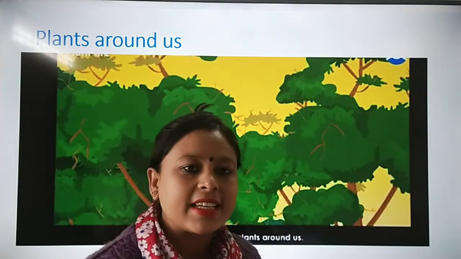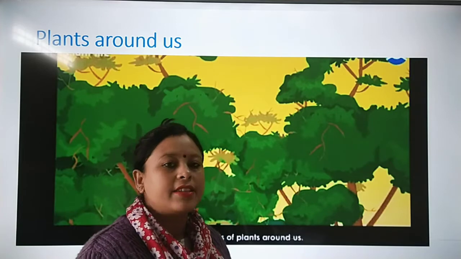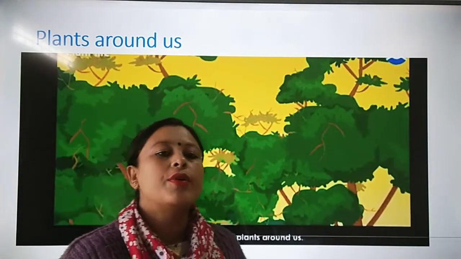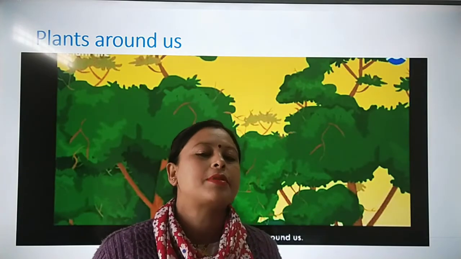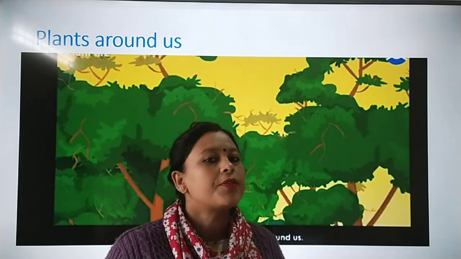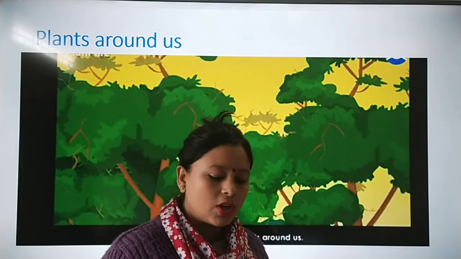Let's start the next chapter from science, that is chapter 3, plants around us. So children, we see many different types of plants around us or near our surroundings. So today we are going to study about different types of plants. Understood?